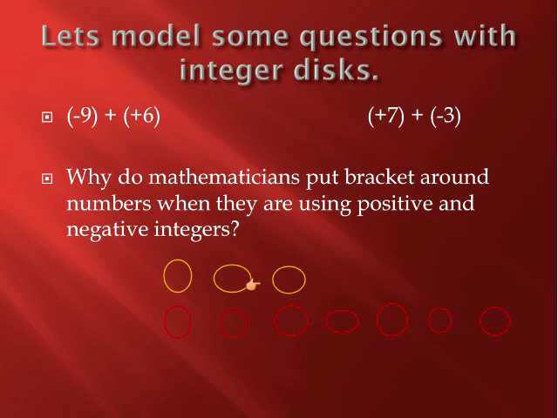Just waiting for an answer. They represent positive. That's right, Jasmine. That's right too, Lexi. So if they represent positive, what is the answer to positive 7 plus negative 3? Positive 4. Absolutely, ladies. That's excellent. So now we're getting how to model these with integer discs.